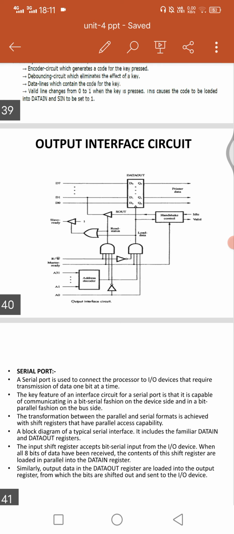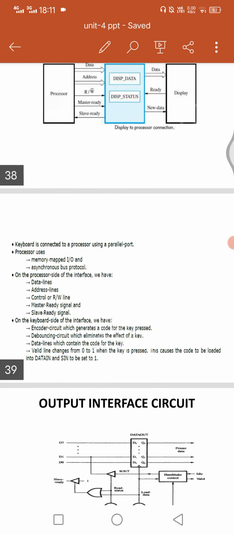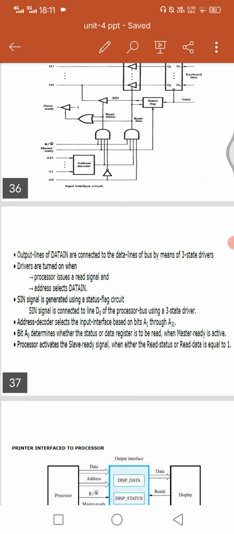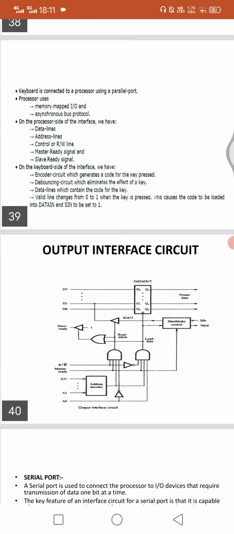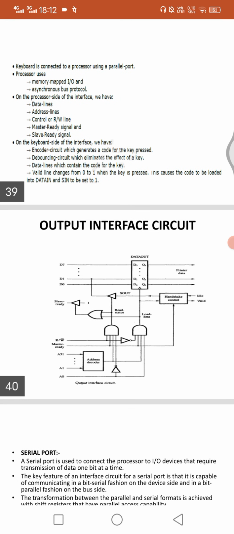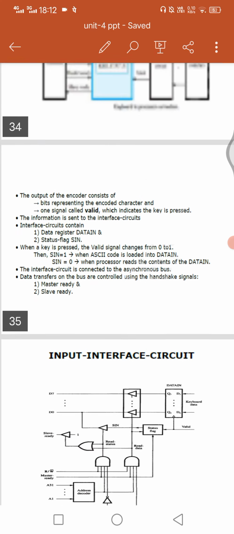So this is the diagram for the output interface. There also we use data out. It is the same diagram, but the difference is there we used data in, here we used data out, and there we used SIN, here we used SOUT. The rest of the things are almost the same. Here handshake control is used. Slave and ready is common, and the address decoder is also there. So this is the output interface circuit. So this is the concept of the interface circuit.